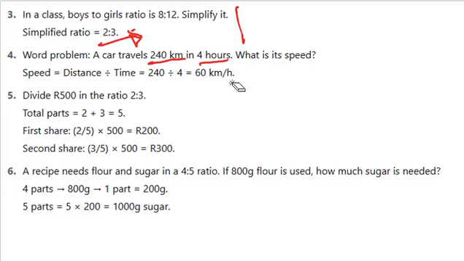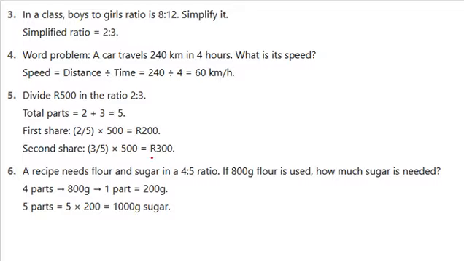So let's erase a bit. Number 5 says divide. Now this is a bit tricky. Divide 500 in a ratio of 2 to 3. What does this mean? It means how can you take this 500 and distribute it to this ratio? For example, if there are 2 boys and 3 girls, how would you divide this 500 between the 2 quantities, boys and girls?